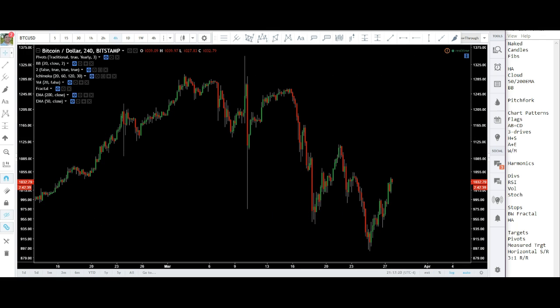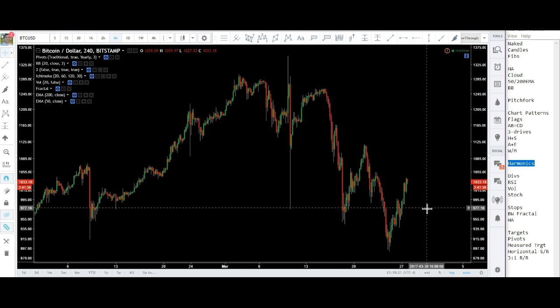You need to figure out two things. Is there a div? Is there divergence using RSI, volume, MACD, Stoch, any oscillator? Is there a harmonic? Do you want to play harmonics? Do you want to draw harmonics? Do you give a crap about harmonics? That's what you have to figure out. Harmonics are tough. Personally, I try to avoid them. I've been using them more, trying to get better with them.